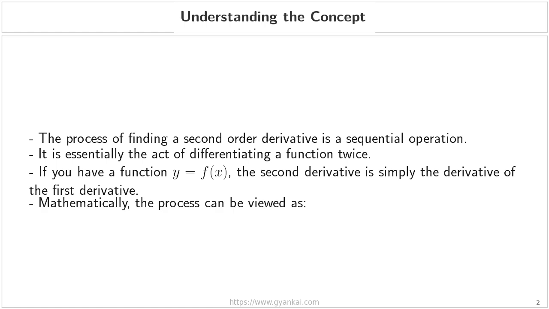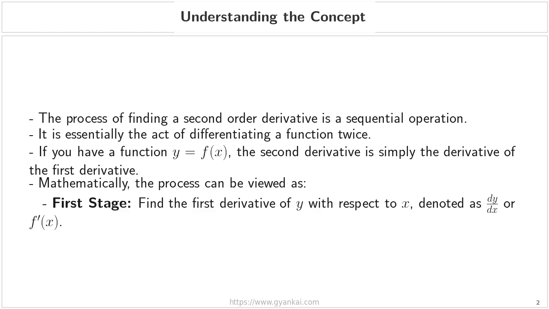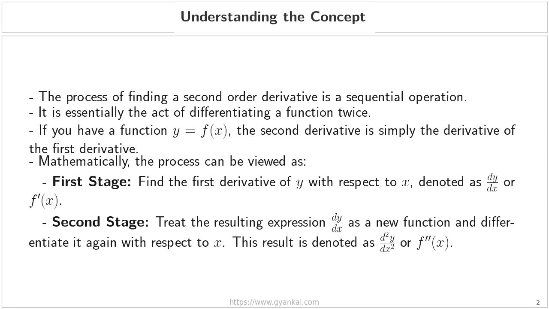Mathematically, we can view this process in two distinct stages. In the first stage, you find the first derivative of y with respect to x, as you know from your previous lessons. This is denoted as dy/dx or f prime of x. Once you have obtained that result, you move to the second stage. Here, you treat the resulting expression, dy/dx, as if it were a completely new function and differentiate it again with respect to x. This final result is the second-order derivative, which we denote as d squared y over dx squared, or f double prime of x.